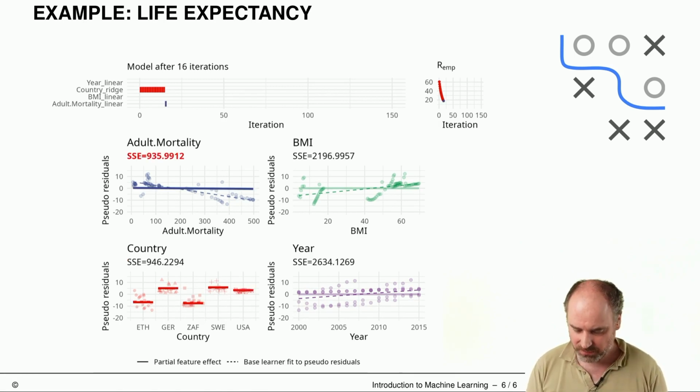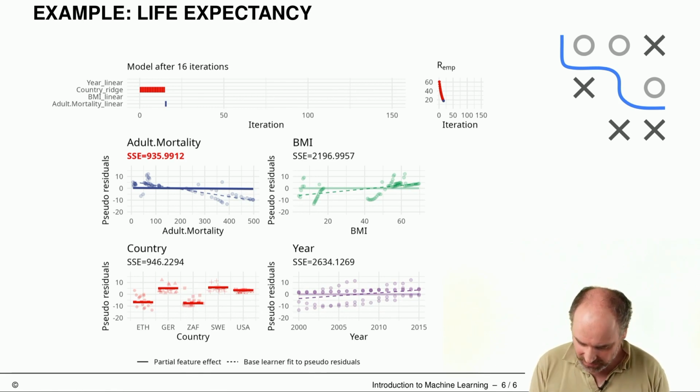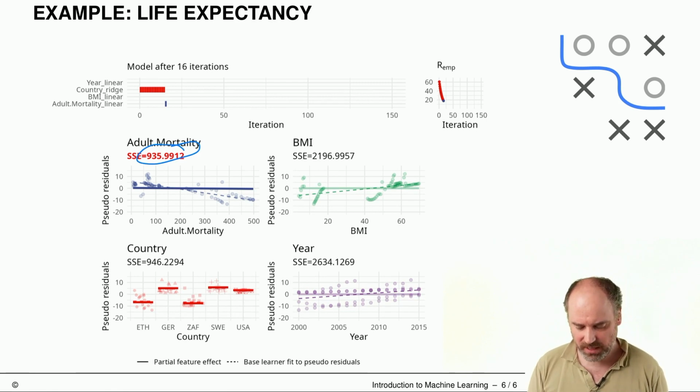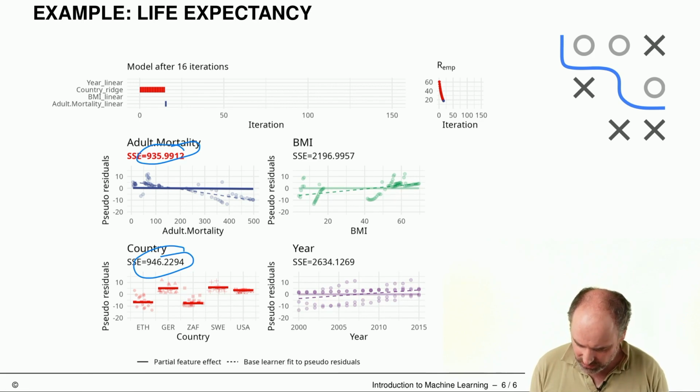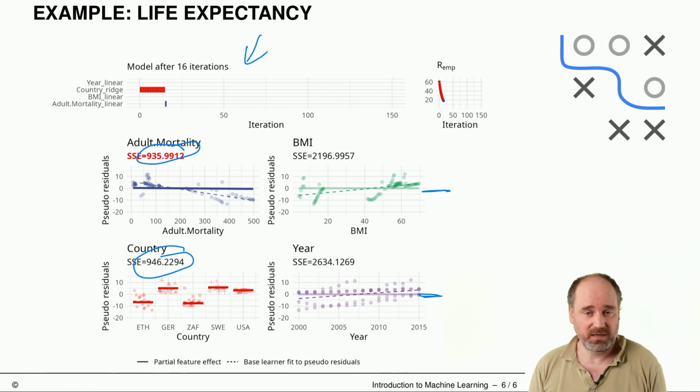Okay, fortunately, after 16 iterations, something more interesting happens. Now adult mortality for the first time has a smaller SSE, also smaller than country again. And we now add that in. And you can see for all of the other features, we are still at effect 0. You can also see from this plot that they haven't been selected. So if we would stop modeling here, we would only have a model containing 2 features, adult mortality and country.